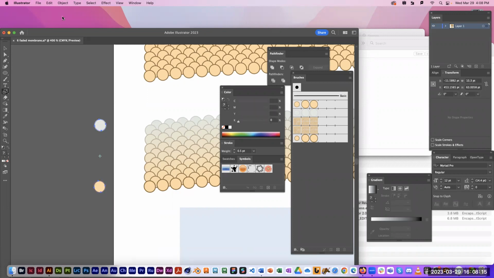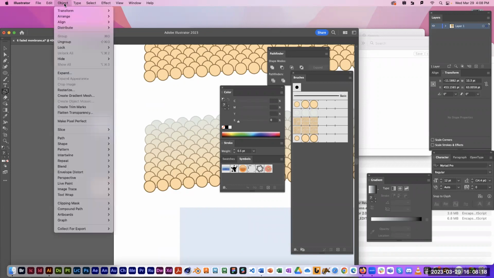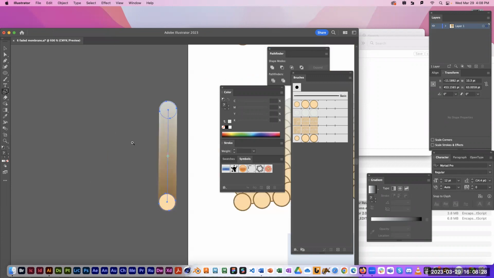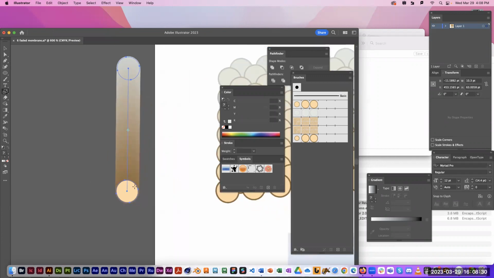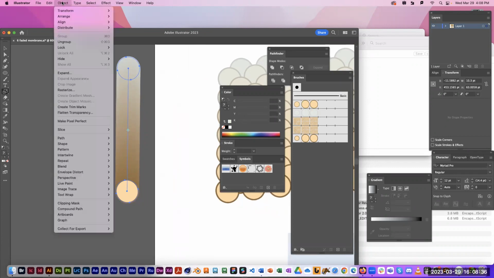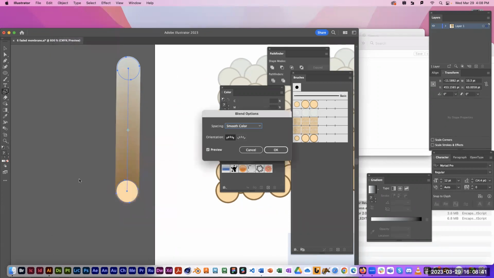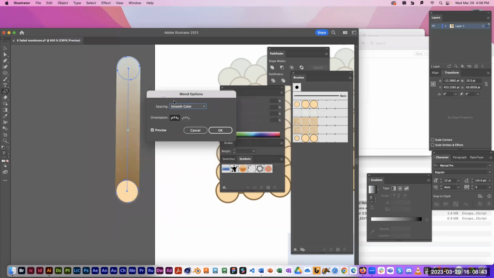And then here's a little trick. I'm going to create an object blend between them. I'm going to select both of those shapes and say Object, Blend, Make. Now it's created something that looks like a continuous transition between those two shapes. But if I go back up here and say Object, Blend Options, instead of a smooth color, I can say give me a specified number of steps. Let's make 8 specified steps.